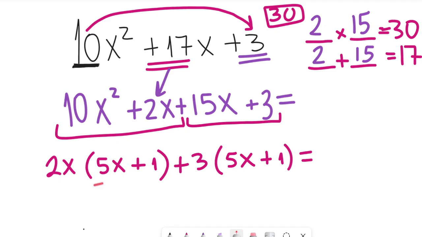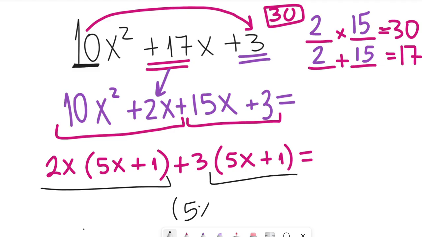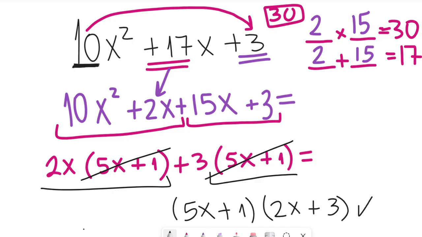By the way, if you do not get 5x plus 1 in both of them, there must be something wrong. So go back and check your answer again. Finally, this one has 5x plus 1, this one has 5x plus 1, so 5x plus 1 goes out. When we get 5x plus 1 from the first one, it's 2x remaining. When we get 5x plus 1 from the second one, then we have 3 remaining. With that, we are done with this question.